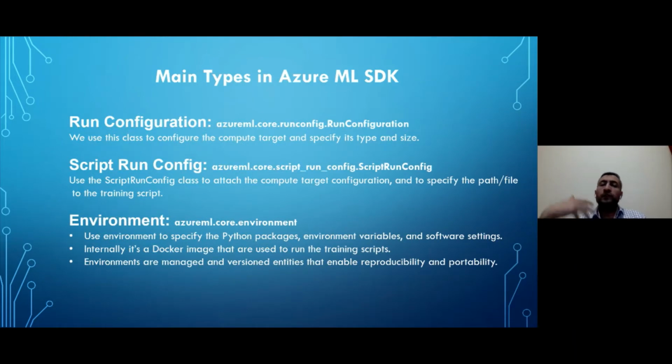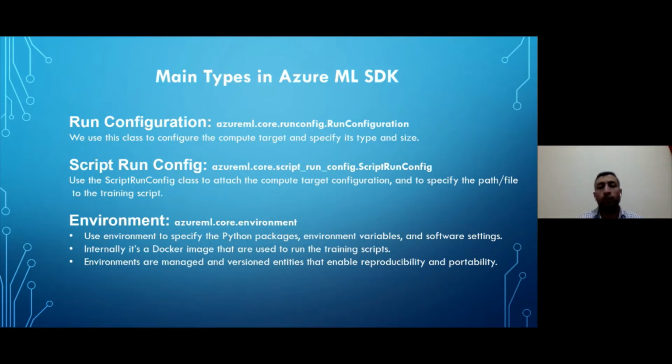We have also something called run configuration. Run configuration is a configuration setting to specify the type of compute resources we are planning to provision or use for this specific project or task. What is the size of the virtual machines that we need? Do we need GPU accelerated compute targets, or do we just need normal CPU VMs? It depends on the case and the project that you are trying to implement.